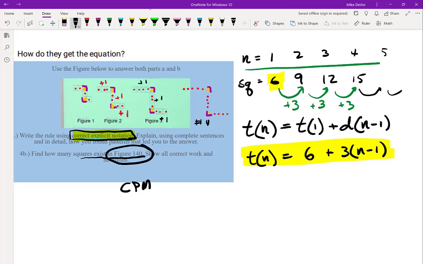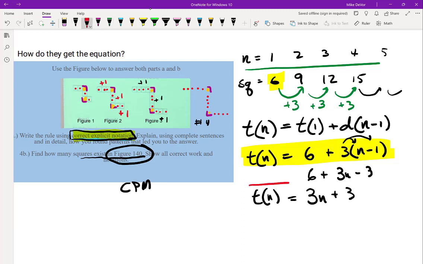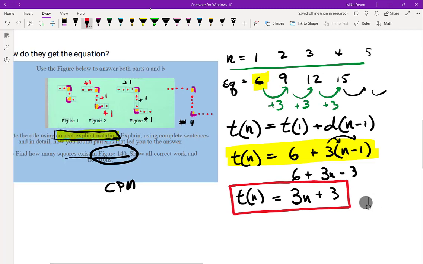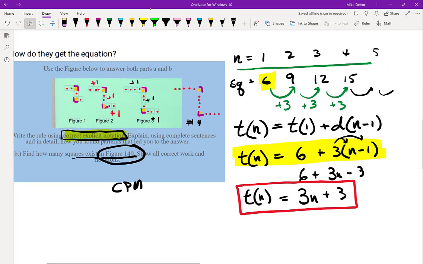Now, perhaps your teacher says, well, I want it more simplified. And that's okay. We'll simplify that just by going ahead and distributing this. So we'll have 6 plus 3n minus 3. And then we'll finish that off. I'm just going to move this variable term up here. And now you would definitely be happy with this. So there's your explicit sequence generator that would generate any individual value in that sequence.